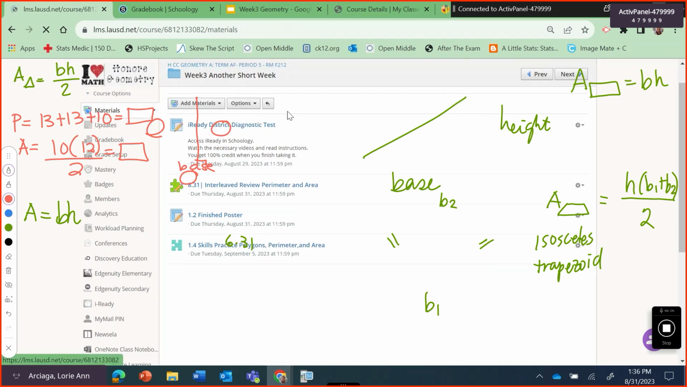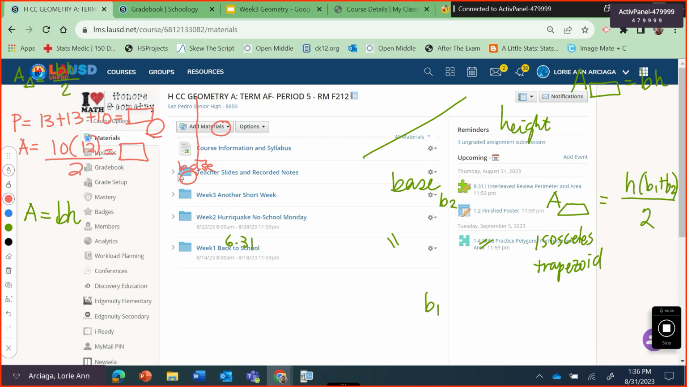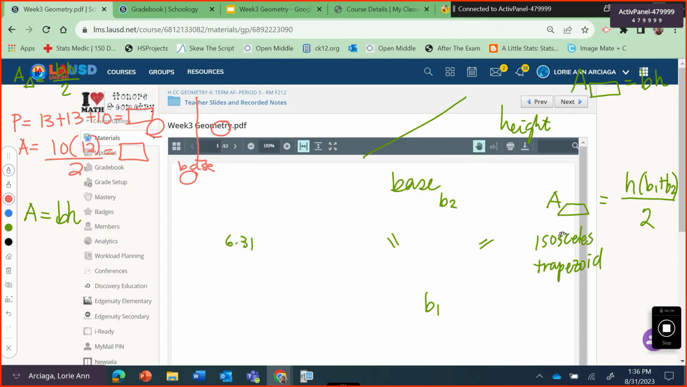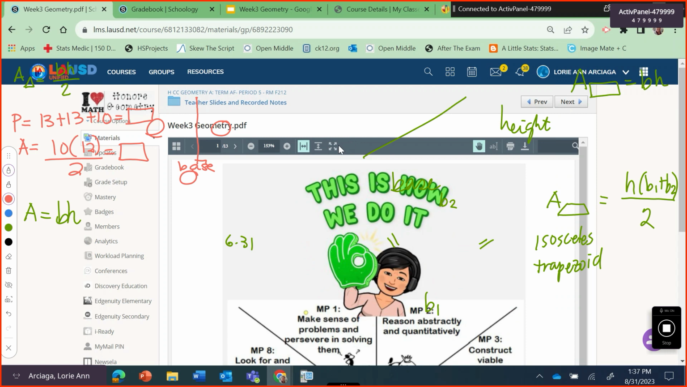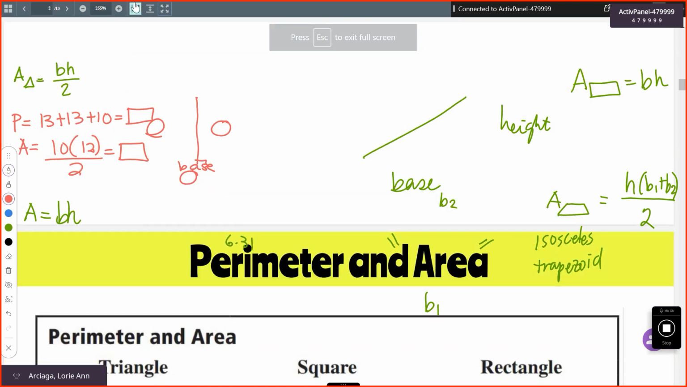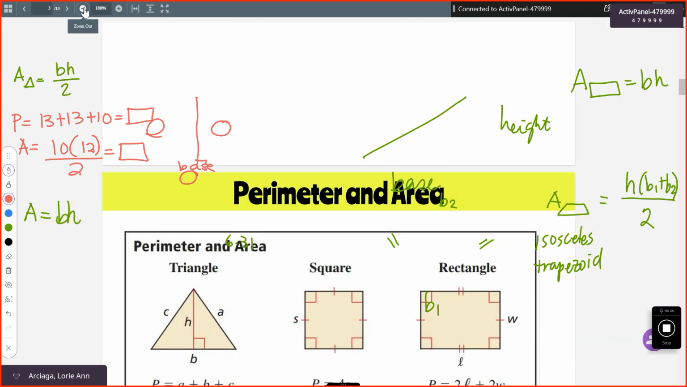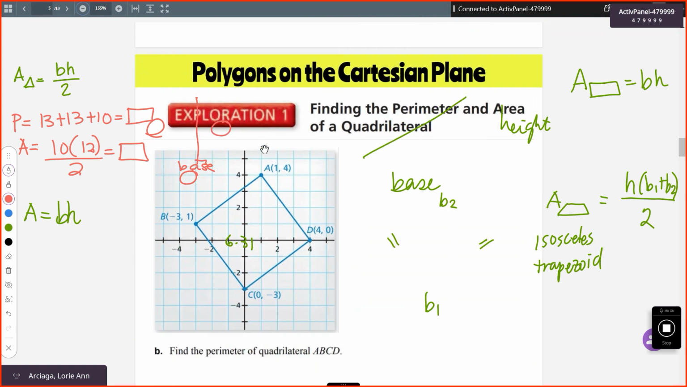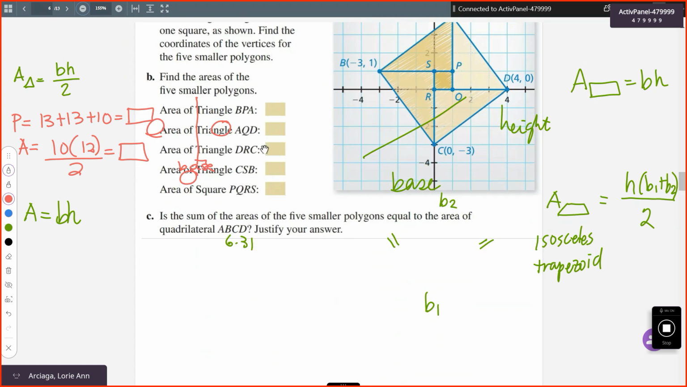For those who are new, if you look at this folder right here, where it says teacher, slides, and recorded notes, that's where you're going to find all the lessons I did from week 1, week 2, and so on. I know some of us don't learn at the same pace, so I try to put all the notes here so you can follow along. If I'm too fast, you can review the notes after. If I add another slide, I'm going to add that too, just so I can make sure that you're not missing out on anything.